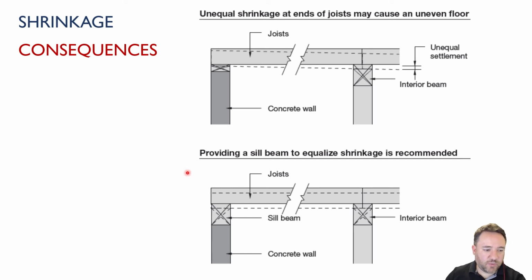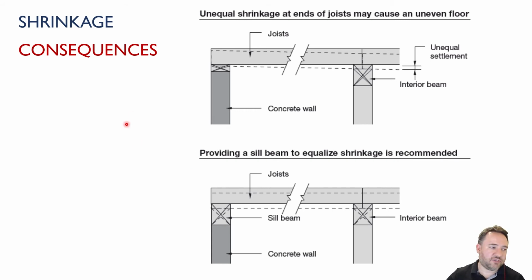So that's all very well and good, and shrinkage is obviously a big effect. But what's the problem with shrinkage? Well, there are a few problems. We're going to talk about more problems with shrinkage later in the course when we talk about connections. But for now, here are some example problems that you could have.